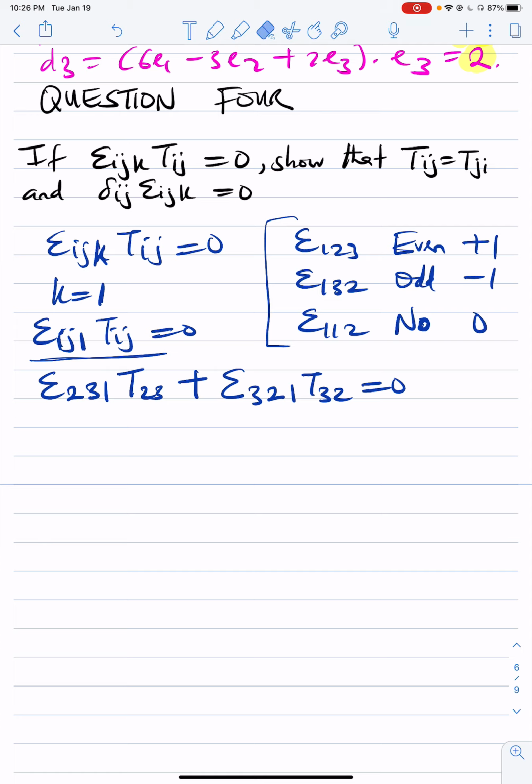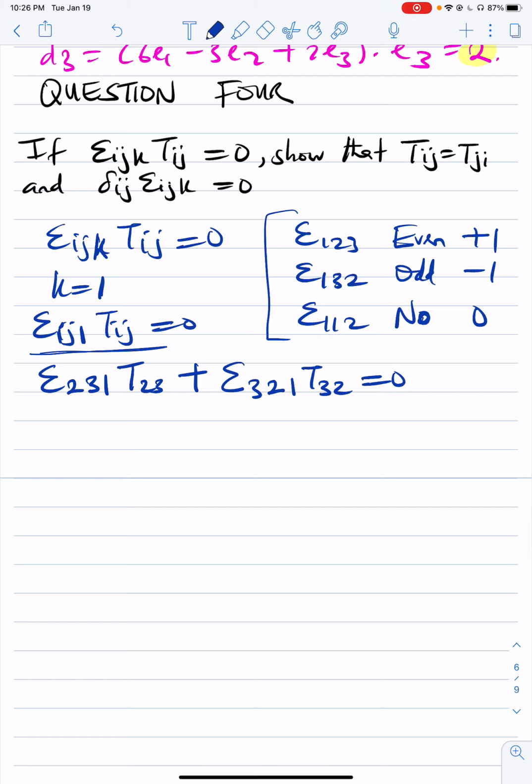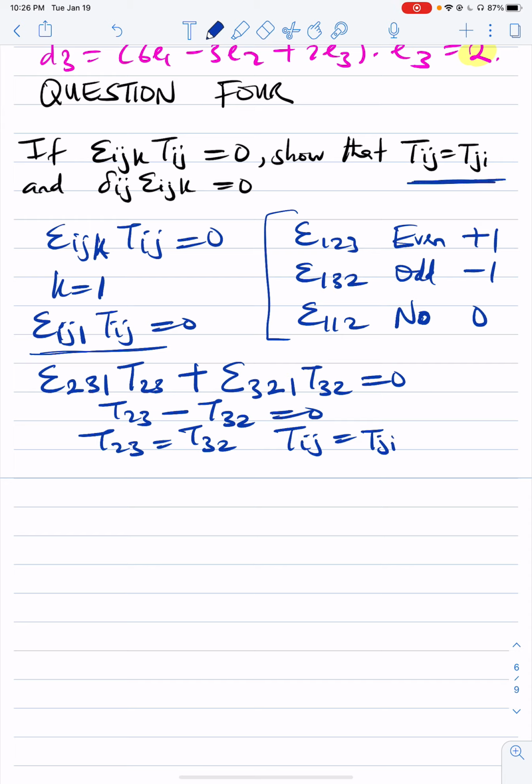So now the epsilon for permutation 2, 3, 1 will give a positive value, and 3, 2, 1 will give negative, which will be T_{3,2}, equal to 0. So T_{2,3} equals T_{3,2}, which is the same thing as saying T_{ij} equals T_{ji}. So this holds. That's just for k equals 1.